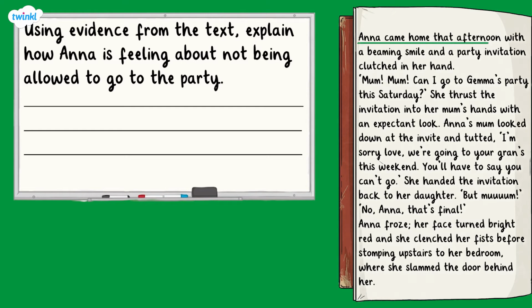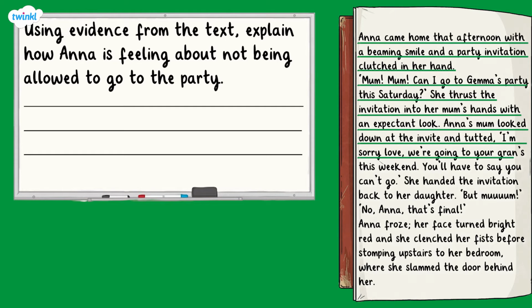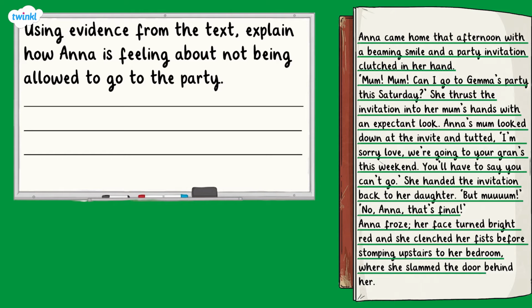Anna came home that afternoon with a beaming smile and a party invitation clutched in her hand. "Mum, can I go to Gemma's party this Saturday?" She thrust the invitation into her mum's hand with an expectant look. Anna's mum looked down at the invite and tutted. "I'm sorry, love, we're going to your grand's this weekend. You'll have to say you can't go." She handed the invitation back to her daughter. "But Mum!" "No, Anna, that's final." Anna froze, her face turned bright red and she clenched her fists before stomping upstairs to her bedroom, where she slammed the door behind her.